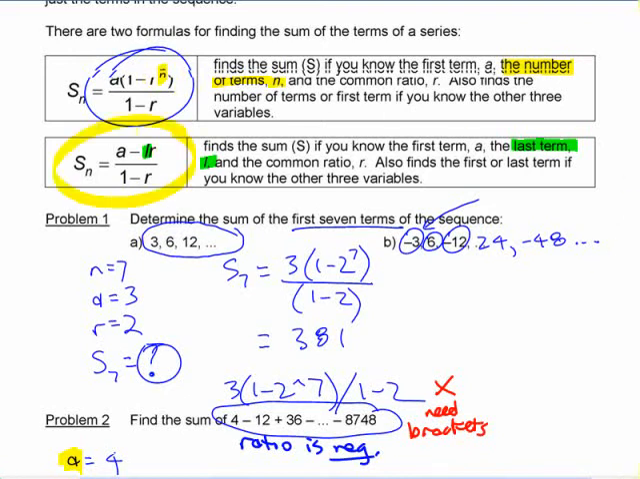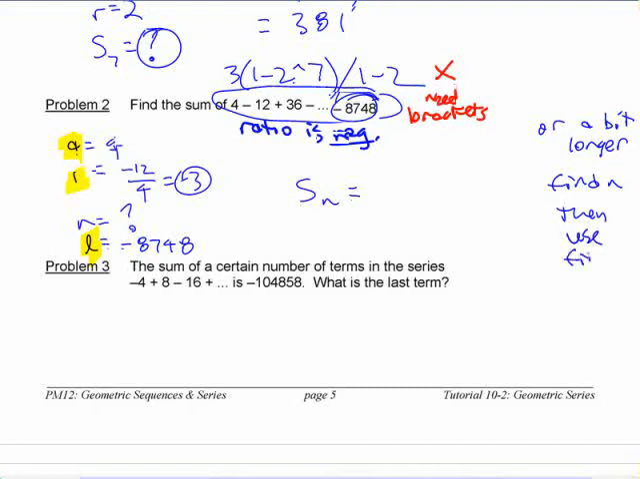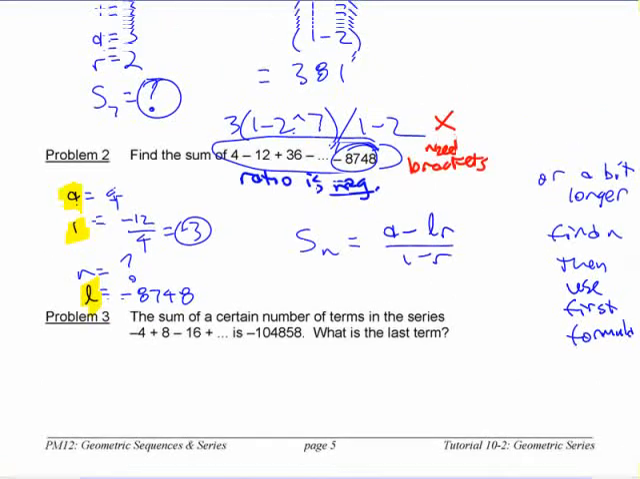Well, if we don't have N, but we do have L, this is the one we have to use, right? You could work out what the number is using what we did previously. You could say if this is term N, I can work out what the number of terms is. Or a bit longer, but find N, then use the first formula. There's more than one way to do it here, okay? Or you can just directly say A minus LR over 1 minus R.